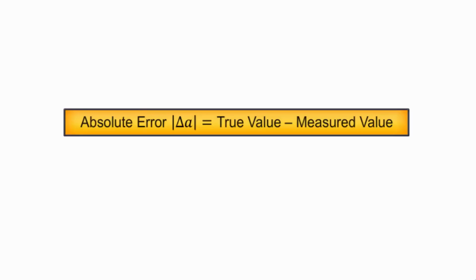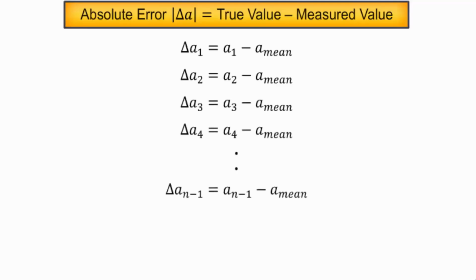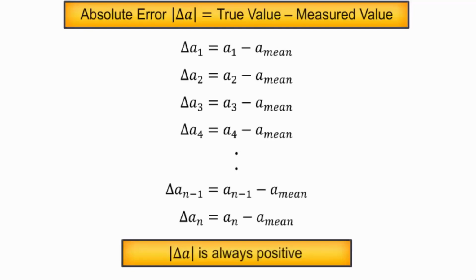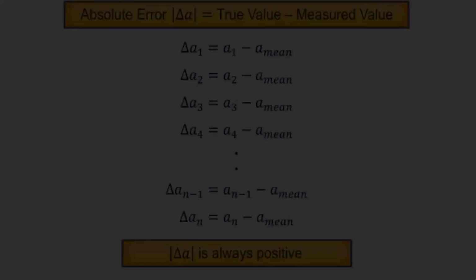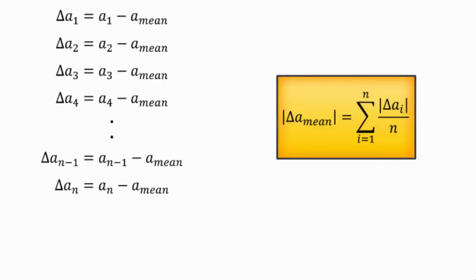It is denoted by mod delta A. Since an arithmetic mean is considered the true value, delta A1 is equal to A1 minus A mean. Delta A2 is equal to A2 minus A mean, and so on till delta An is equal to An minus A mean. Individual error, delta A, may be positive or negative. However, absolute error, mod delta A, is always positive. Mean absolute error is the arithmetic mean of absolute errors of all measurements.